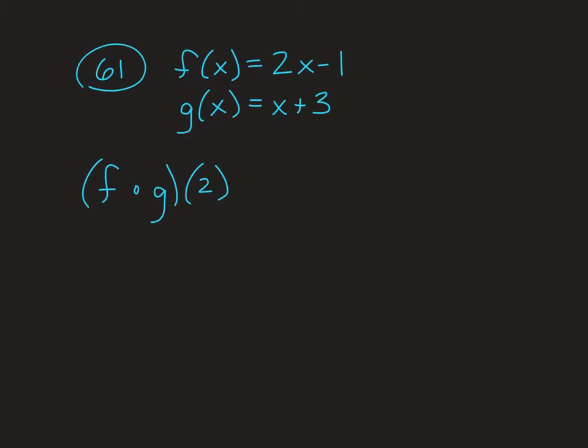Number 61 is multiple choice, and it's asking us to find f of g of 2. I'm going to rewrite that as f of g of 2. Visually, I like this look better. So let's first find g of 2. So g of 2 means I'm going to plug 2 into the g function, so we'll have 2 plus 3, which is 5. So g of 2 is 5, so we're going to replace g of 2 with 5.